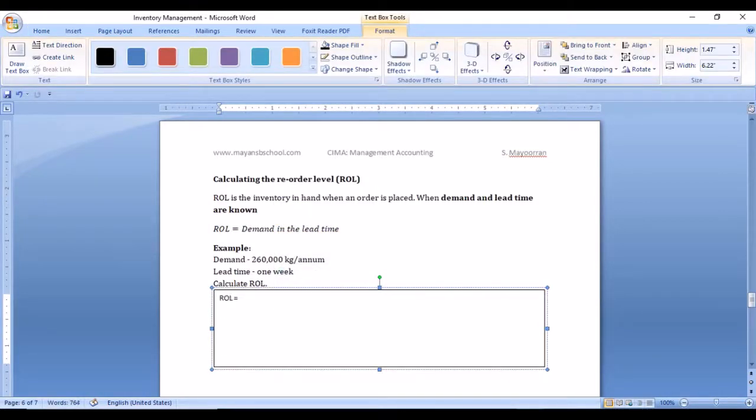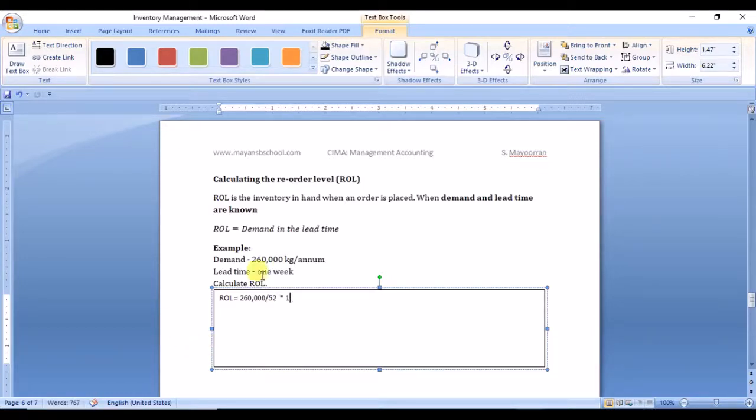Reorder level is going to be, look at the formula, demand in the lead time. Lead time is 1 week. So I need to find out in 1 week how much material is going to be utilized. But I know for the whole year it is 260,000. So let me take 260,000 divide by 52 to find out what is the weekly usage of material. Weekly usage, and then multiply that by 1 week.